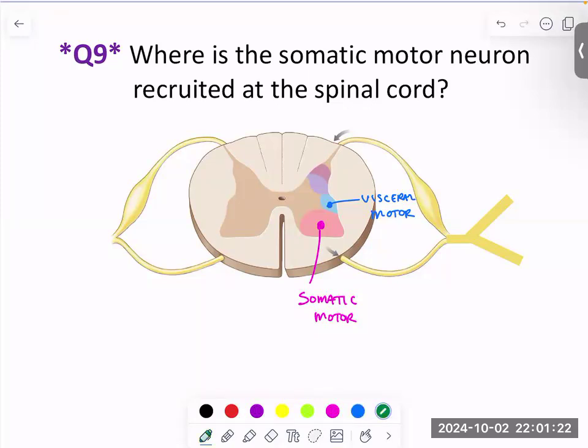What about sensory? Where is that recruited? Recruited at the receptor in the body. So depending on, it can go this way or this way, depending on if it's in the front or the back. It starts here. It ends here. So this is the end. So it's not recruited there. It's recruited over here at the sensory. Okay.